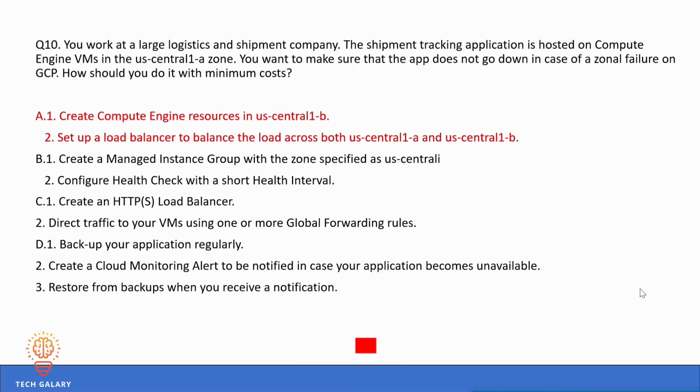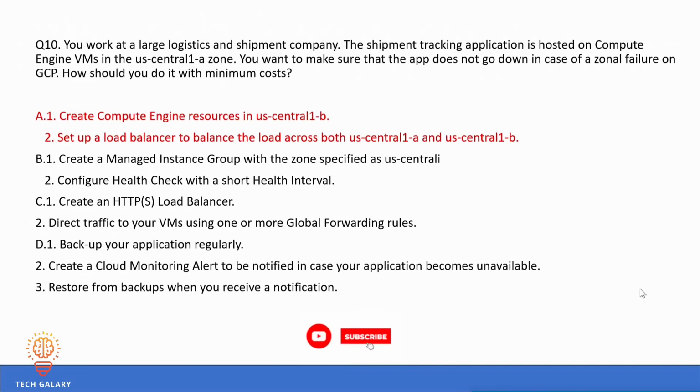Here option A is the correct one. Create Compute Engine resources in US Central 1B. Set up a load balancer to balance the load across both US Central 1A and US Central 1B. So now let's take a look at the other options which are incorrect. Let's take a look at option B. Create a managed instance group with a zone specified as US Central 1A. Configure a health check with a short health interval.